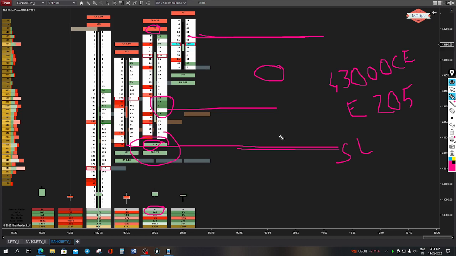Let's see if it's going to break that and sustain. Although it has broken, it has to sustain and close above this. 214 is the current point. I have taken entry at 205. My lot size is 250 in options. I have taken only 10 lots.